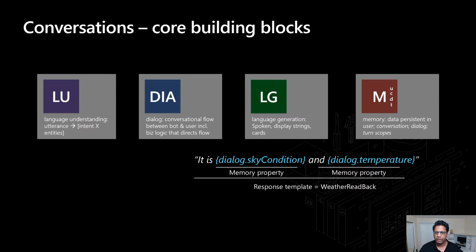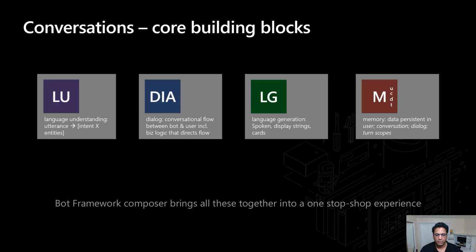Applications typically require memory, and conversational applications are no different, except there are 4 key memory scopes that bots typically store information in. As an example, the bot might choose to remember specific pieces of information that is tied to a user. On the other extreme end, it might choose to keep information in a highly volatile memory scope called the turn memory scope. Bot Framework Composer brings all of these core building blocks required to build conversational applications into a cohesive visual authoring canvas.